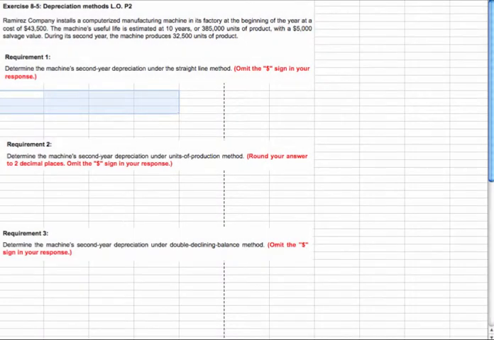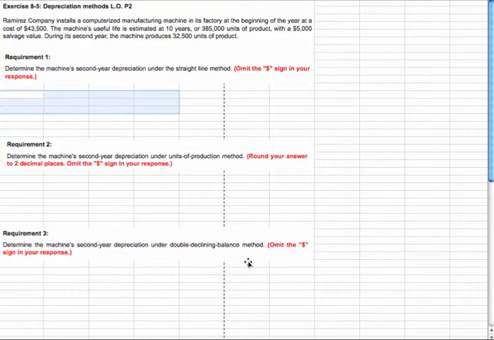Once you've determined the cost of an asset, the next thing you have to do is determine depreciation as you use the asset over its useful life. Now, in our textbook, what we're talking about are three different methods in which you can select to use to compute depreciation. So here, in this particular example, we're going to do the three requirements of straight line depreciation, units of production depreciation, or double declining balance depreciation.